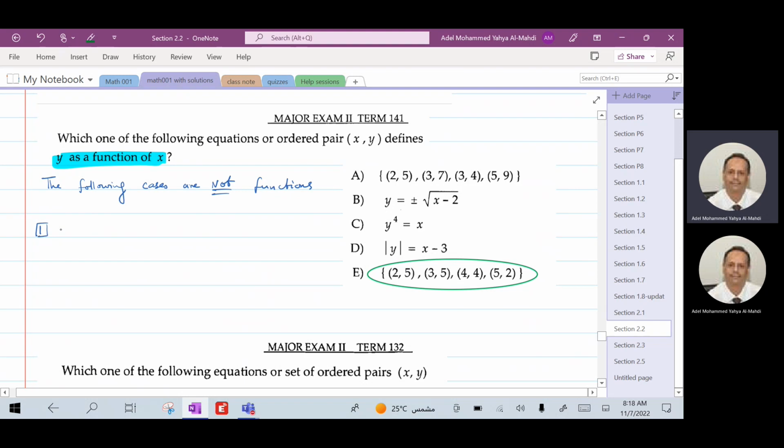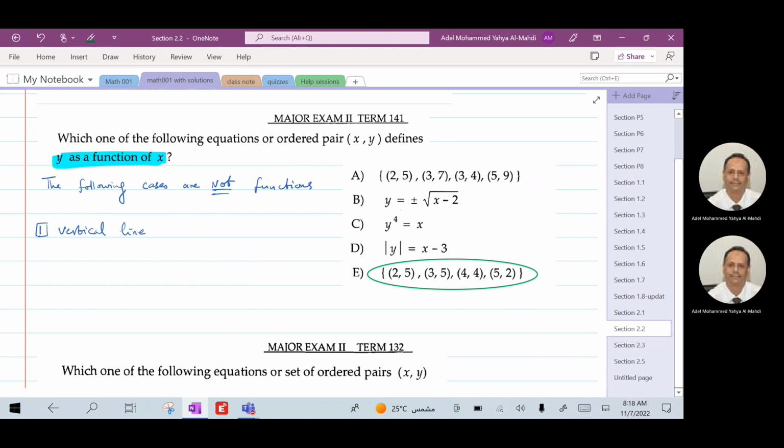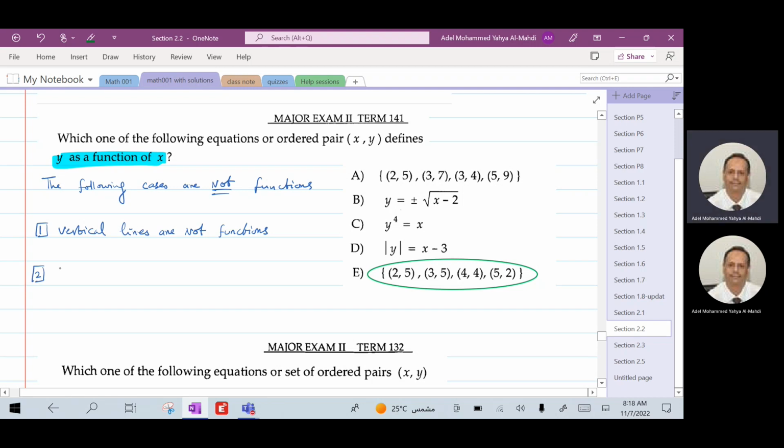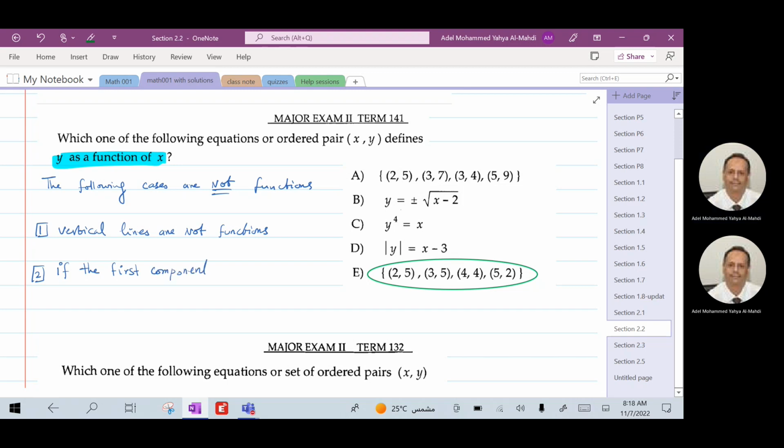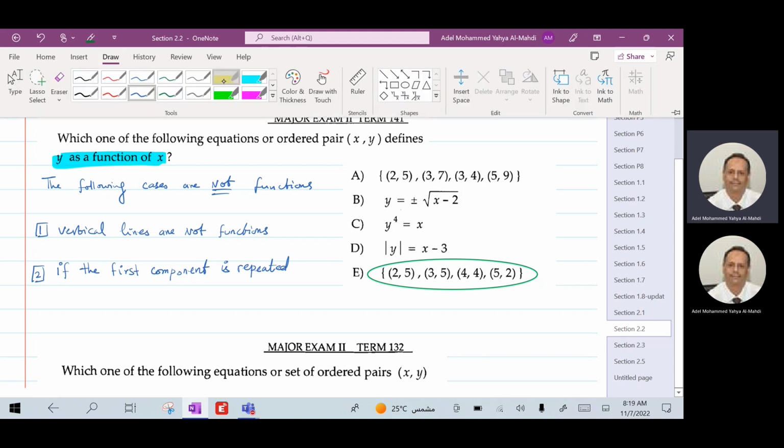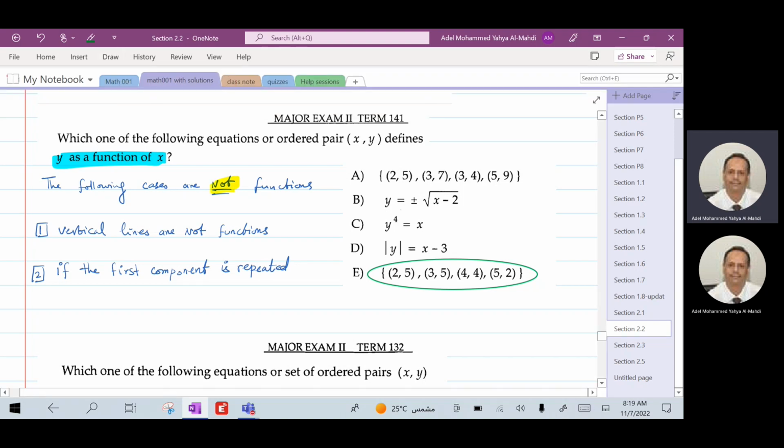Number one, vertical lines are not functions. Number two, if the first component is repeated, it is not a function. So I will repeat those cases: they are not functions.